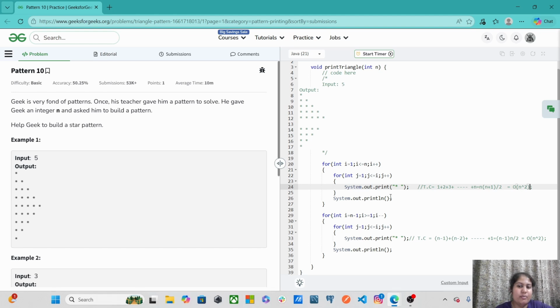What about the space complexity? Guys, as you can see, I am initializing integer i and j variables only. So the space complexity is constant, that is big O of 1.